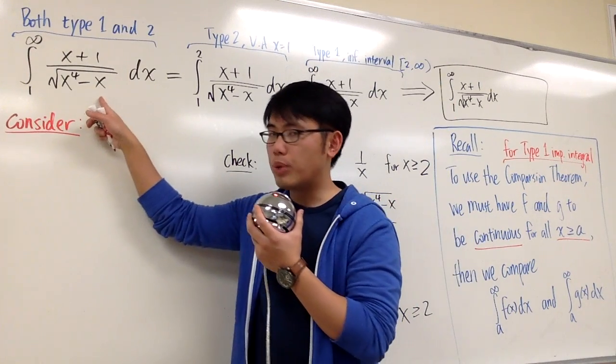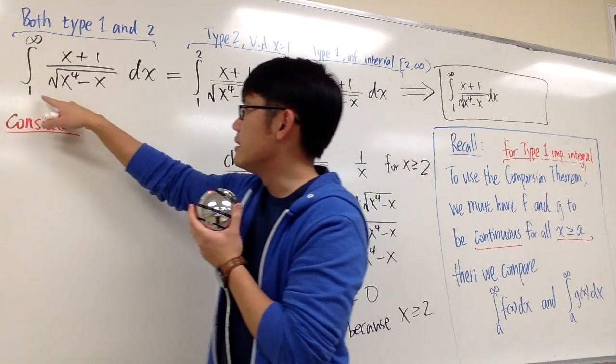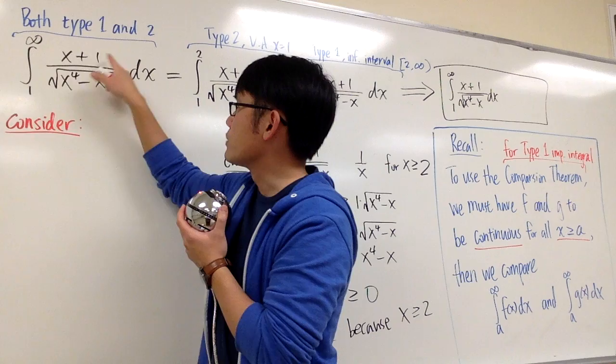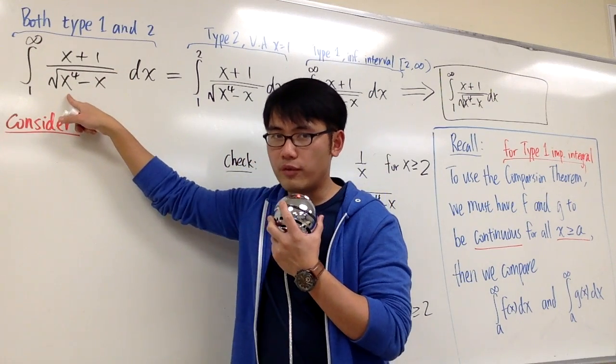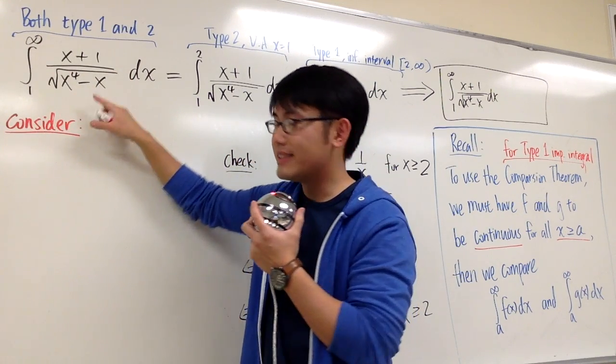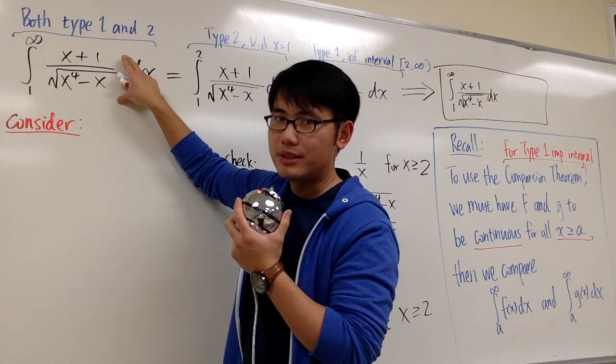Let's check if this improper integral converges or not. This is the integral from 1 to infinity of (x plus 1) over the square root of (x to the fourth power minus x) dx. In fact, this is both a type 1 and type 2 situation.